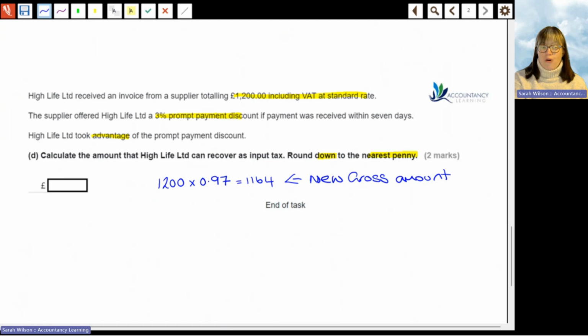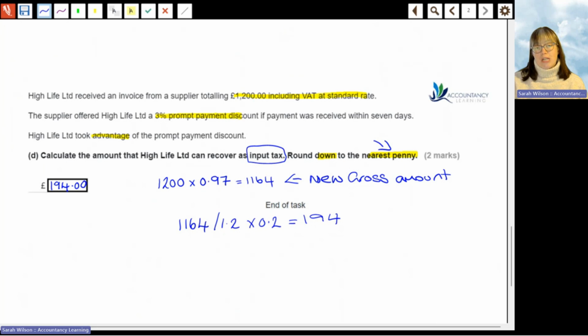So now we need to work out what the input tax is going to be on that invoice that High Life can reclaim. So to do that, we do our normal calculation, but using our new gross amount, divide it by 1.2 or 120, multiply it by 0.2 or 20%, and that gives us our amount of 194. And remember, we are to the nearest penny, so we need to put in 2 decimal places. And that's the end of the task.